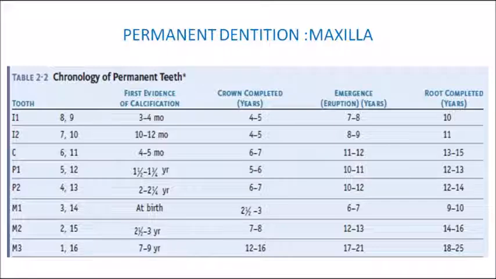Later, the central incisor shows the evidence of calcification at 3 to 4 months. Then you have your lateral incisors at 10 to 12 months, canines at 4 to 5 months. Premolars are at 1.5 to 1.75 years. Second premolars are at 2 to 2.25 years, and your second permanent molar is at 2.5 to 3 years, and finally your third molars at around 7 to 9 years of age.